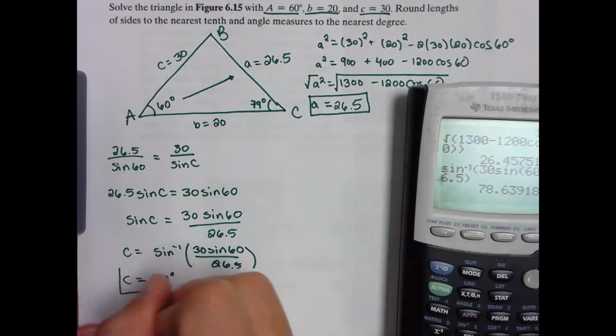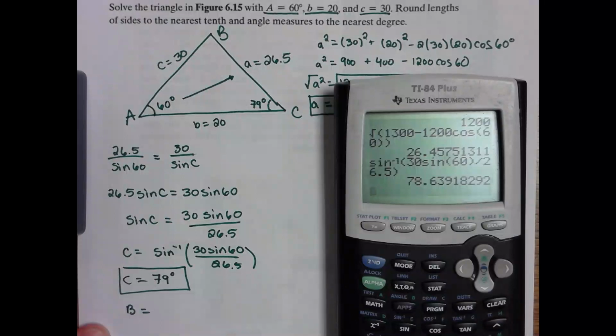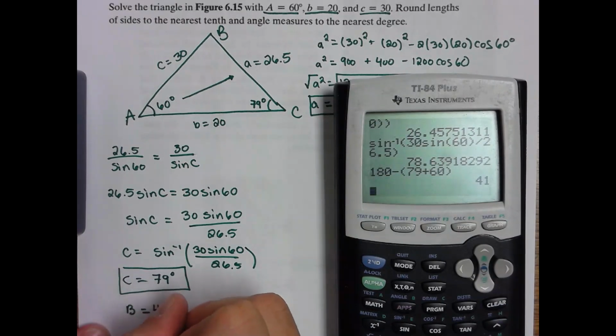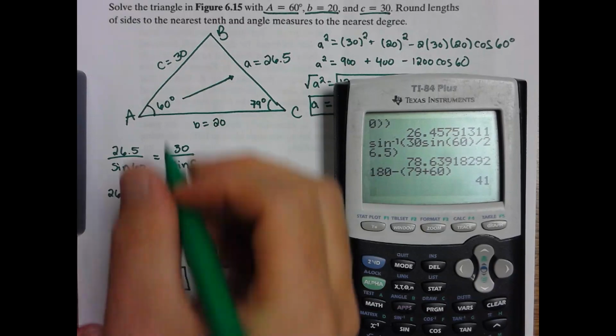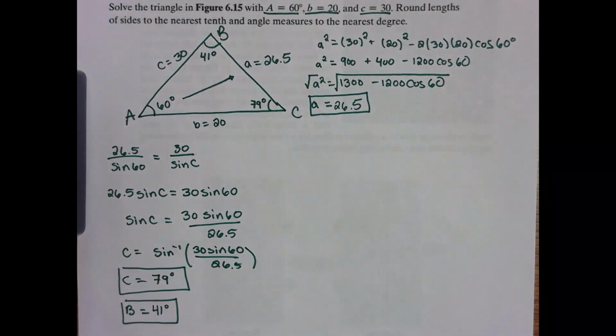So if angle C is 79, I can find angle B by using the fact that all angles add up to 180. So 180 minus 79 plus 60 is 41 degrees. All right. So like I said, we actually end up using the law of sines anyways. We couldn't at the start because we didn't have that angle and side opposite.